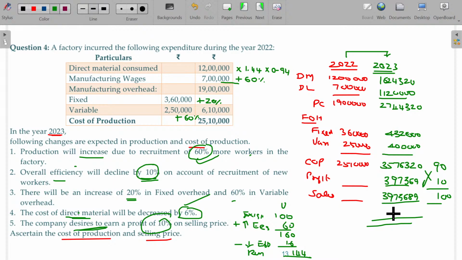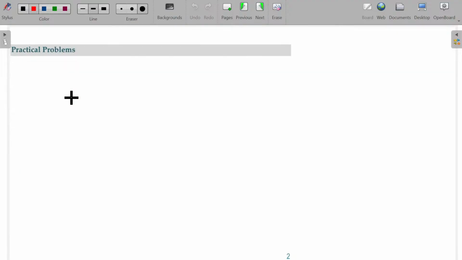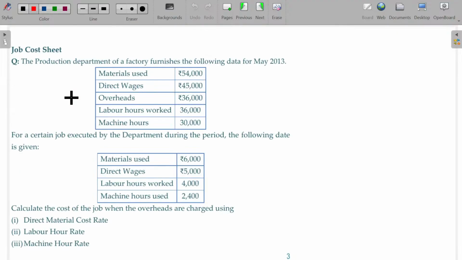Another 3 more illustrations will finish up by today. They are very simple illustrations. If it is clear, text me. Job costing is a method of costing. Okay. I'll explain the concept of method of costing in the next class, not now. Come on, try to find out this illustration.